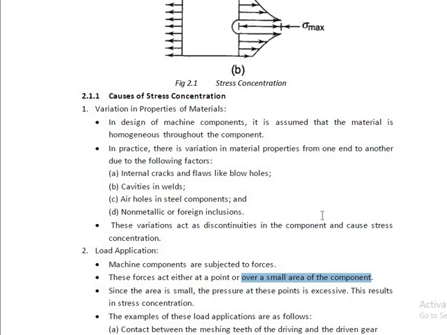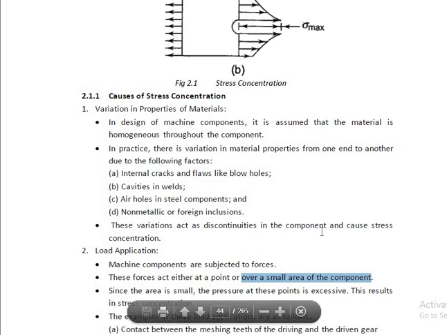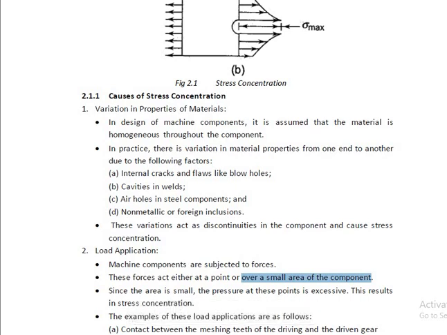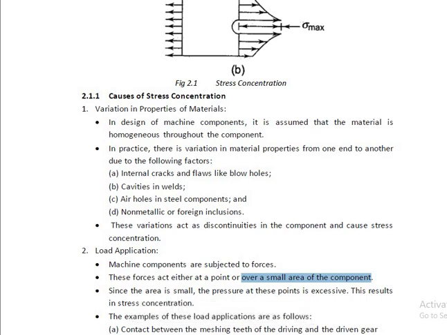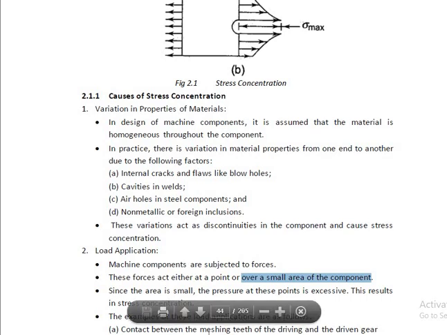Due to the non-uniformity of load distribution, there is a chance of causing localized stress at a particular point. An example of load application is the contact between the meshing teeth of the driving and driven gear. When the two gears mesh with each other, there is a chance that at a single point there is a large load and at another point there is a small load. These variations will cause localization of the stress concentration.